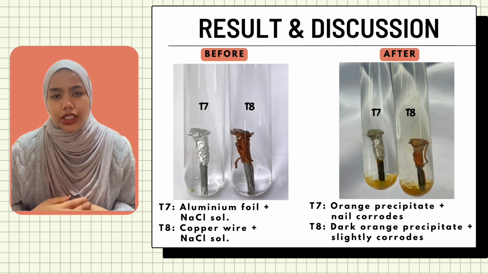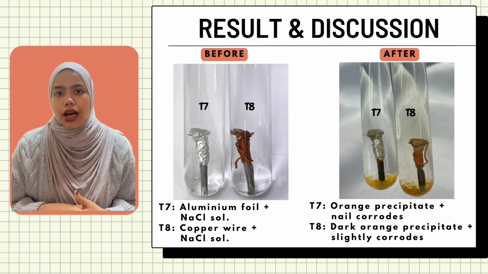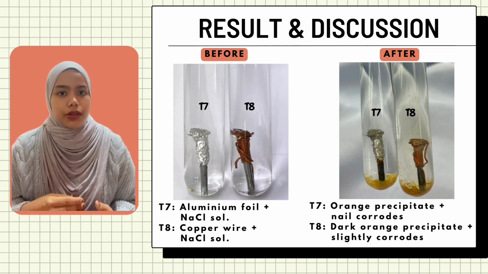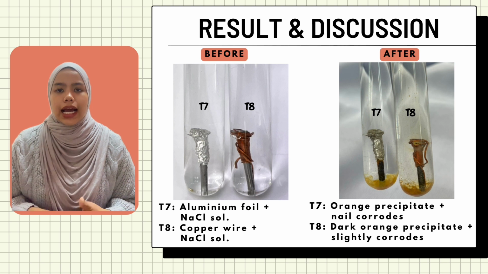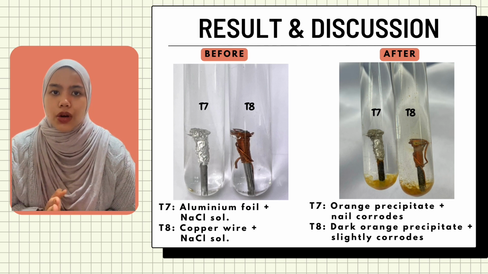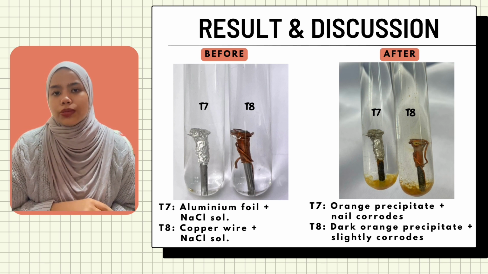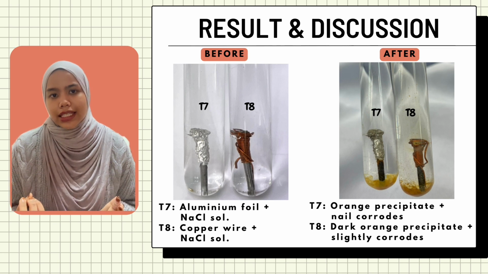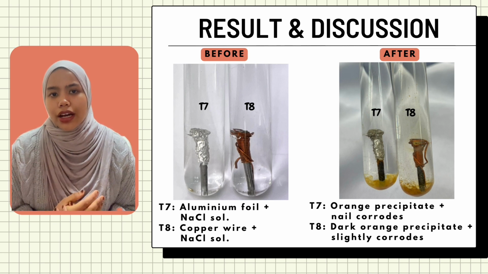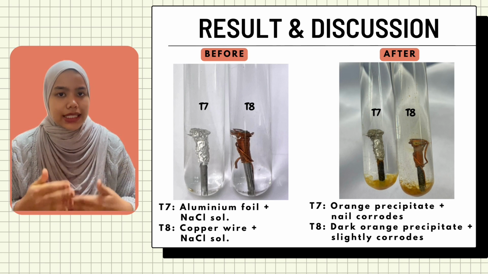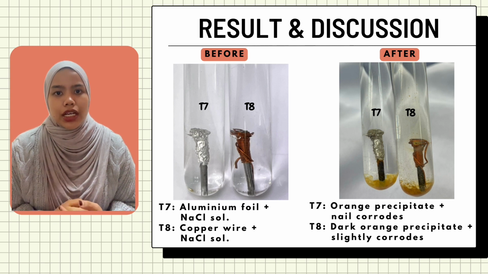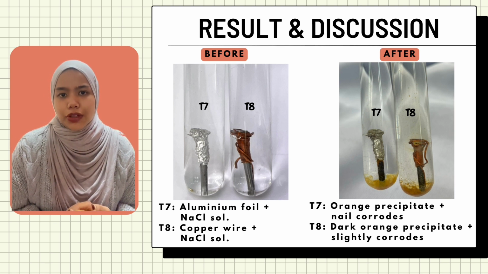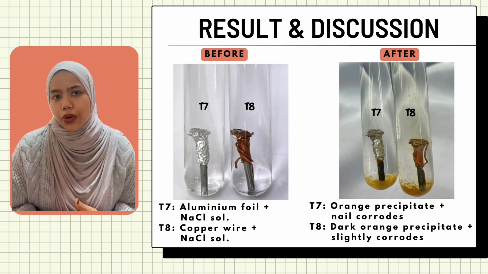Lastly, for the last 2 test tubes, which are number 7 and number 8, the nail corrodes at test tube 7, turning black. The aluminium produces precipitate, but the part of the nail covered with aluminium does not corrode. Aluminium does not rust or corrode when exposed to moisture, unlike iron and steel. An organic layer of aluminium oxide covers its surface to protect it. So rather than rusting aluminium, the iron nail is doing so.